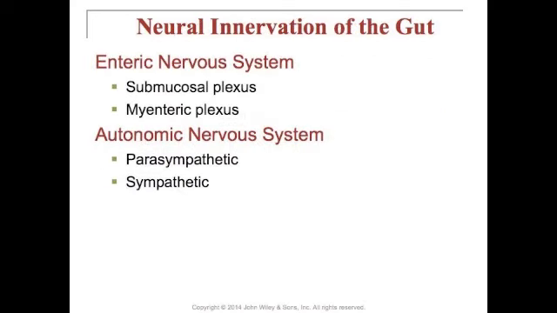So let's move on to the neural innervation of the gut. The enteric nervous system, which is sometimes referred to as the brain of the gut, contains a submucosal plexus. This is found within the submucosa, and it also has a myenteric plexus, and this is located between the longitudinal and circular smooth muscle layers of the muscular layer. The autonomic nervous system also contributes to the digestive system, and although the enteric nervous system can function independently, it is subject to regulation by the neurons of the autonomic nervous system.